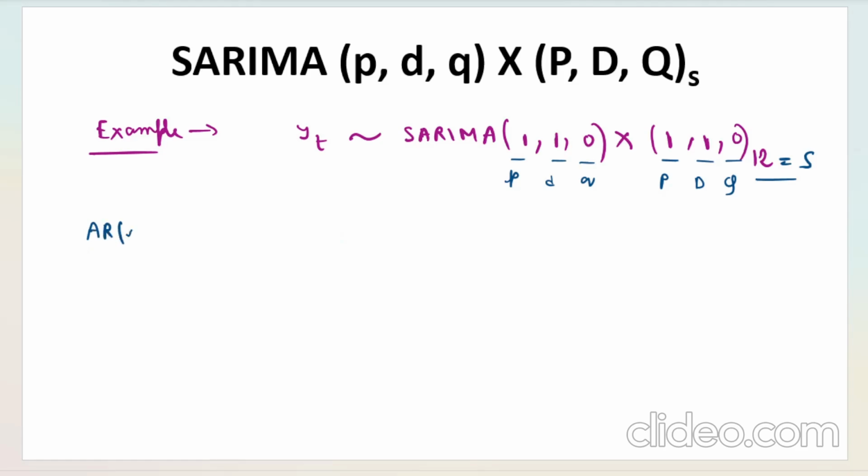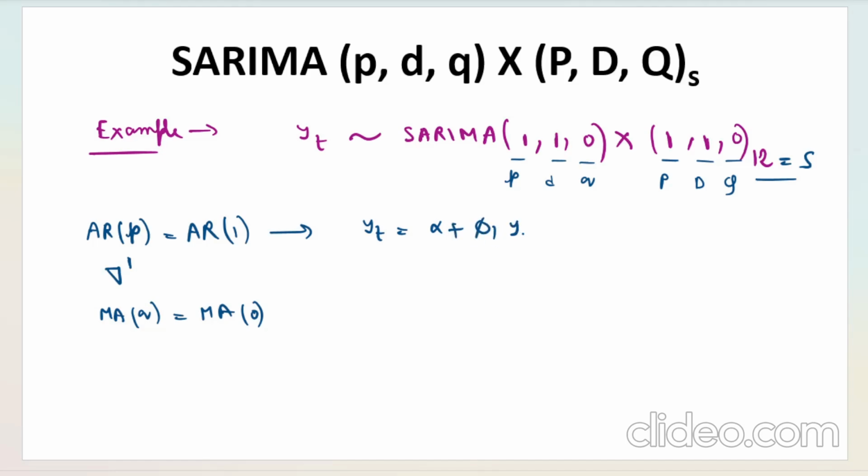So AR P. What is AR P? AR P is AR 1. What is the difference operator that we are using? The power is 1, D is 1. So the difference operator is this. And MA Q is MA here, this is 0. So what can you say from this? This looks like this: Y T is alpha plus phi Y T minus 1 plus epsilon T.